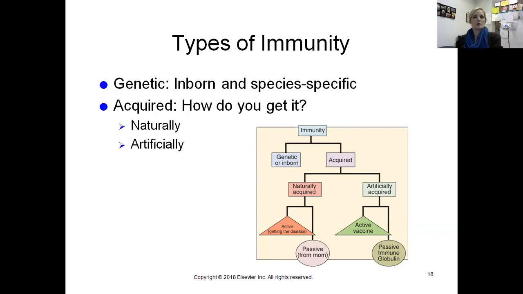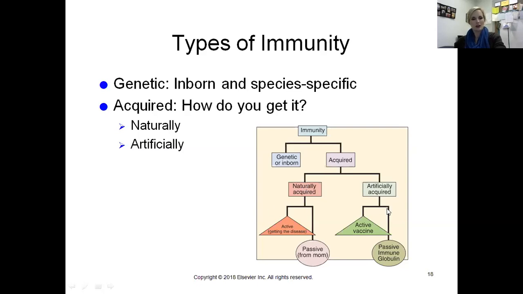But then there's acquired immunity. Acquired immunity means that we have to be exposed to it somehow. So you can see through this little diagram that our immunity can be divided into genetic or inborn, meaning that's just what we're born with. And then there's acquired. This is where you're really going to develop an excellent immune system, the more we're exposed to something.